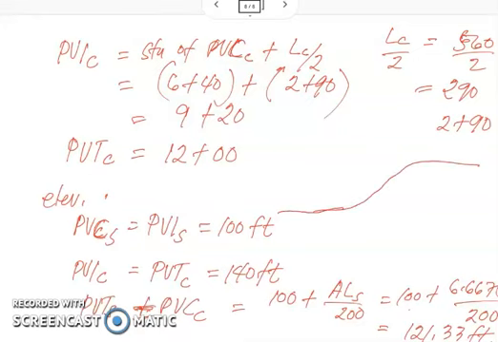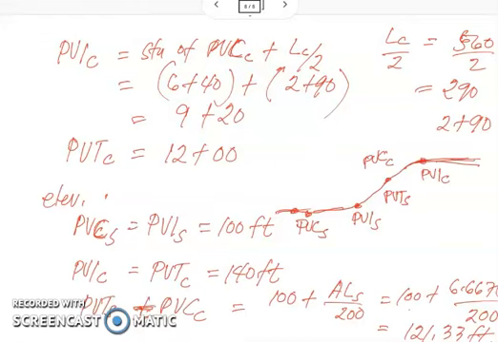You have to take note that if this is our curve, so we have here the tangent, this is the PVC for the sag vertical curve. This will be the location of PVI for the sag vertical curve. This is our PVT for the sag. This is also PVC for the crest vertical curve. And this is our PVI for the crest vertical curve.